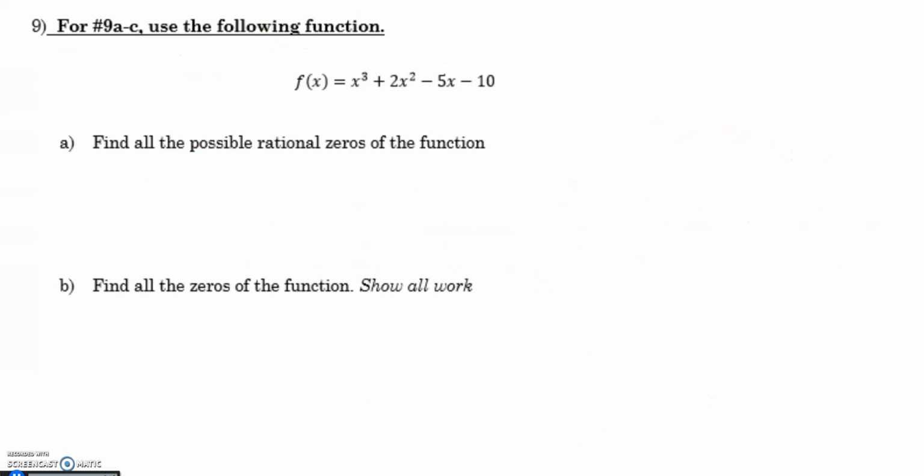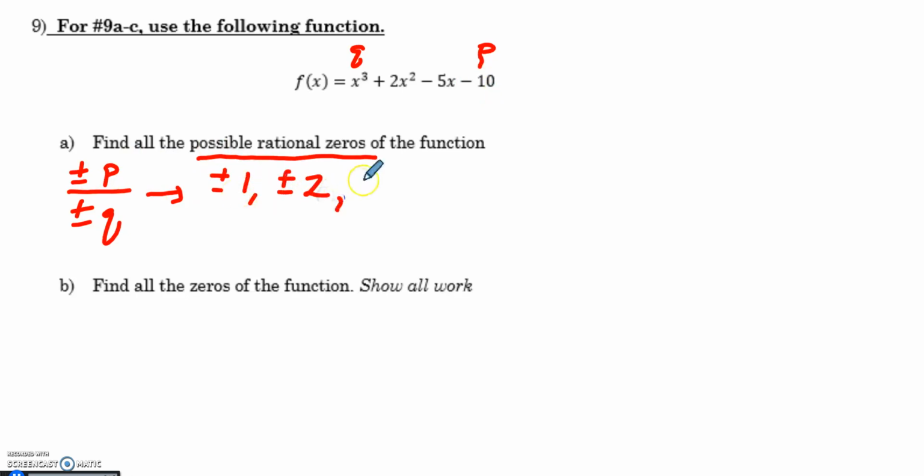Number 9, use the following function to first find all possible rational zeros. And this is the rational root test when we take plus or minus p over plus or minus q. P is the last term in the polynomial, and q is my lead term. So what we need to do is think about all the factors of 10. And the numbers that divide evenly into 10 are 1, 2, 5, and 10. And in my denominator, there's really a 1 in front of here. So my only factors of 1 are positive and -1.